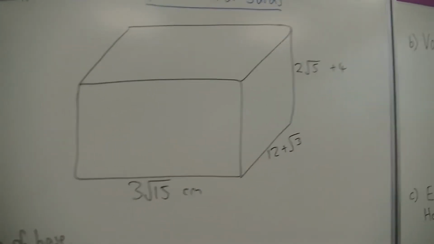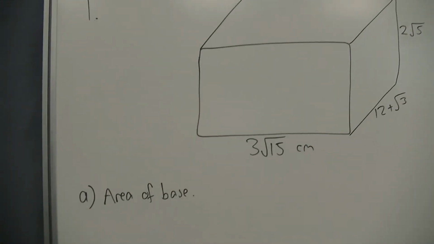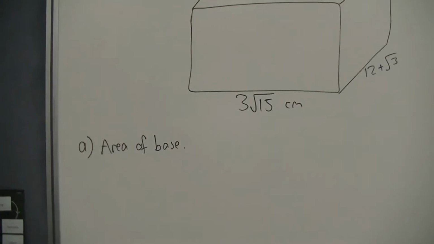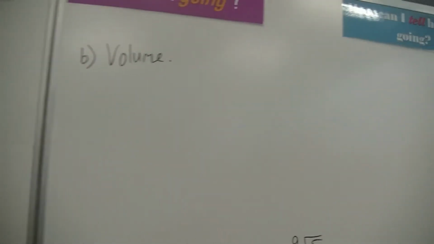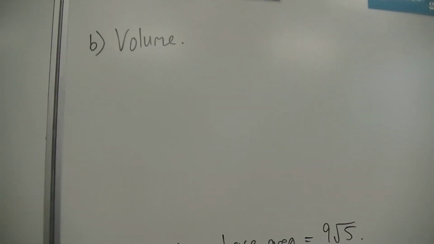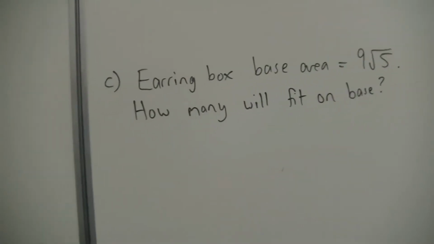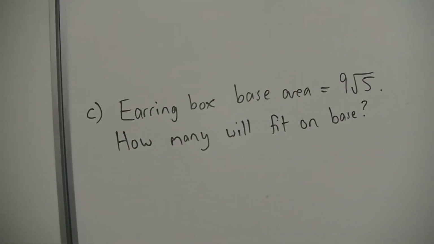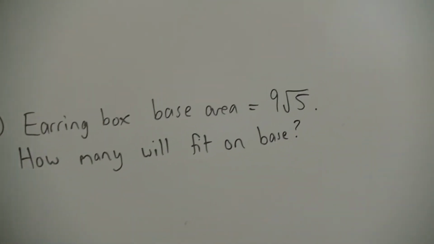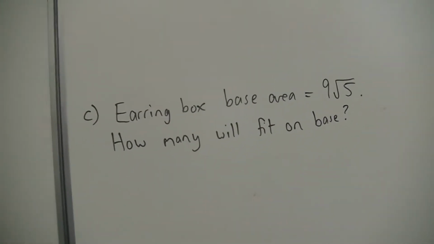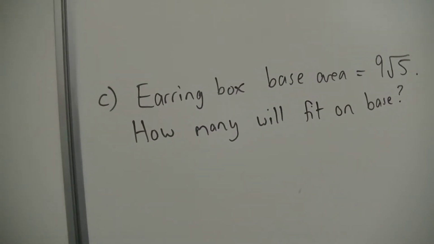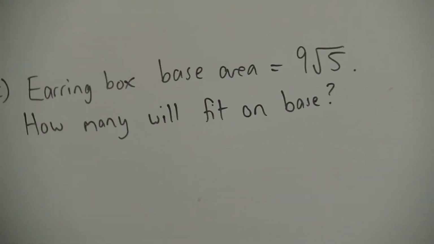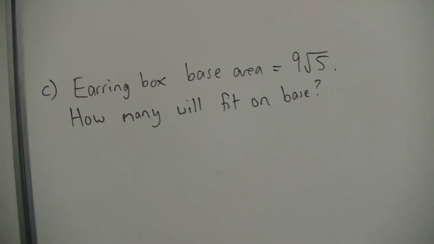So we draw a picture first. It says, determine the exact area of the base of the box in expanded and simplified form. Then part B says, determine the exact volume of the box. And then the third one says, Julie's got an earring box and it occupies an area of 9 root 5 centimetres squared. What is the exact number that would fit across the base of the jewellery box? Give your answer with a rational denominator. Alright, so that's our first question we're going to do.